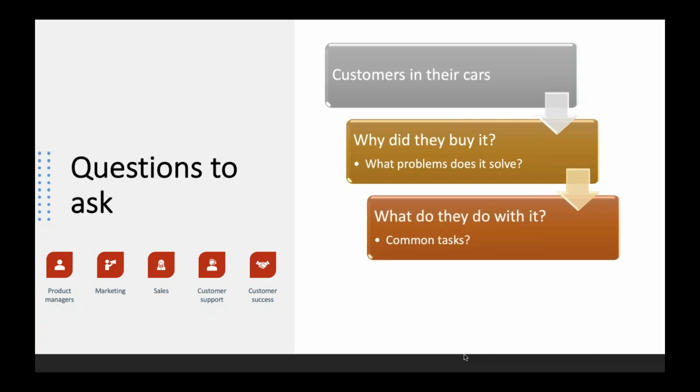Okay. How do they use the product? What do they do with it once they've bought it? So the people who can tell you why they bought it are maybe the sales and marketing people. What do they do with it once they've bought the product? Those are the product managers, the customer support people, the customer success people. They know what people do after they purchase the product.